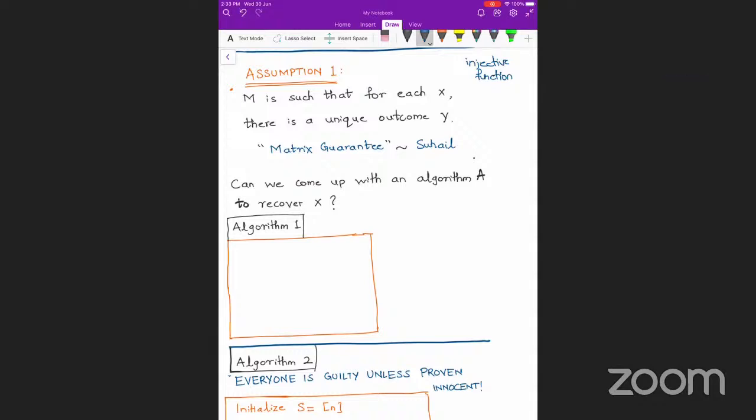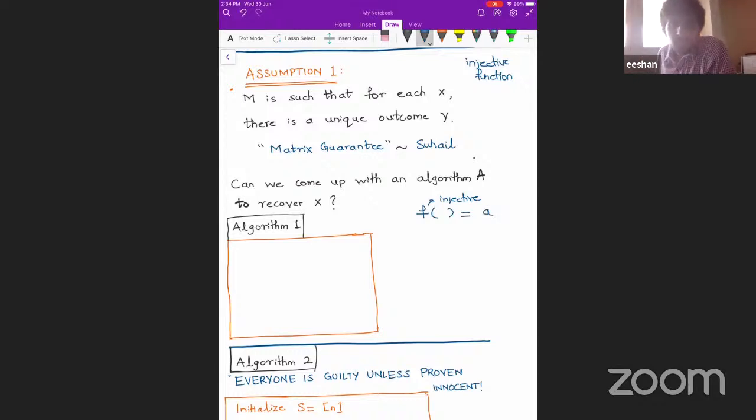Yes, clear. So now let's come up with the simplest algorithm to recover X. Maybe some of you will answer it, but I'll give you a hint. Let's say you have some function F, and I know this is an injective function. It takes some input, and I observe the output, let's say A. I want to find out what the input was, which gave me A. So what can I do? What is the most basic thing I can do?